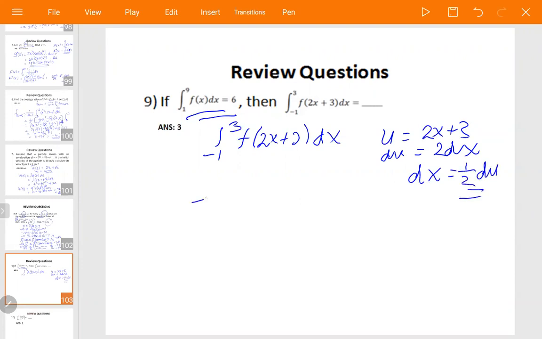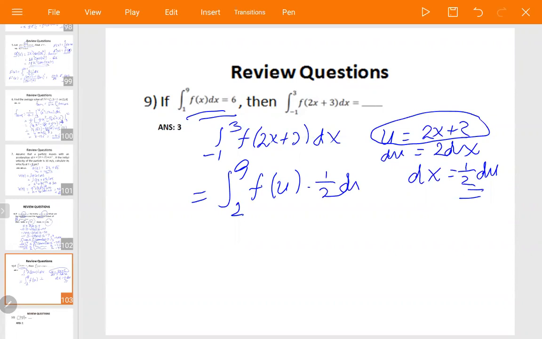Now, this integral will be equal to, when x is negative 1, what will be u? Negative 2 plus 3, which is 1. When x is 3, 2 times 3 is 6, 6 plus 3 is 9. So it becomes the integral from 1 to 9 of f of u, and dx is half du. If I take this constant out of the integral, we'll have 1 over 2 integral from 1 to 9 of f of u du.